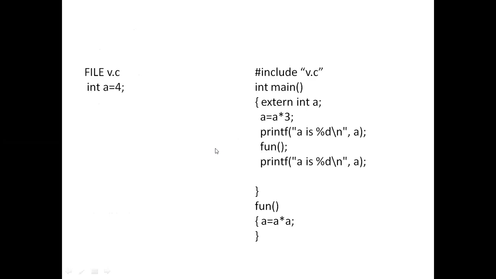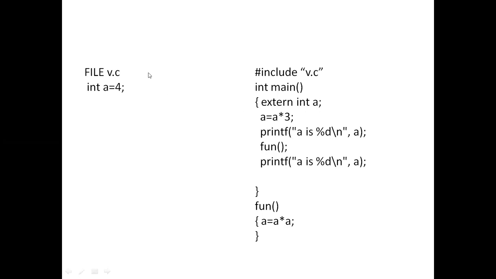Okay, so there is another example. Now we can start with this main. I have this variable extern int a. If you write extern before any variable, that means it is a global variable. So a = a * 3, and then you can write printf a is, what will be the output? A is whatever initial value you have given to a.